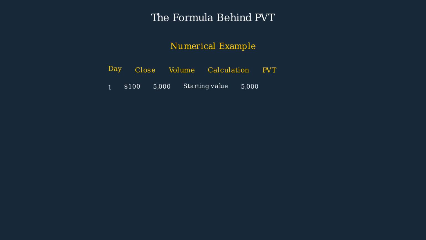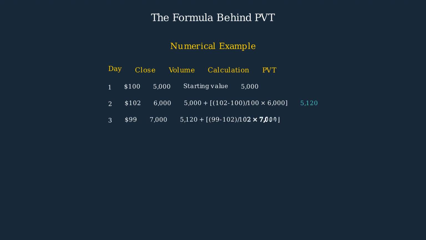We'll start with an initial PVT value of 5,000 on day 1. On day 2, the price increases from $100 to $102 with a volume of 6,000. We calculate the percentage change as (102 minus 100) divided by 100, which is 0.02 or 2%. Multiplying this by the volume gives us 120, which we add to the previous PVT.